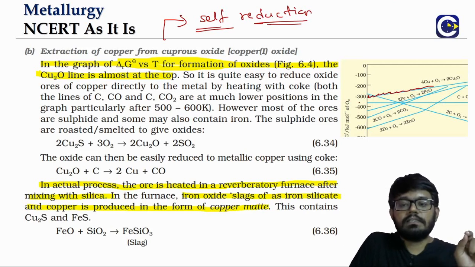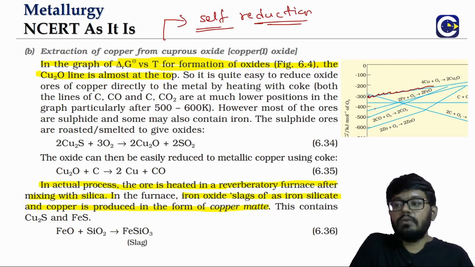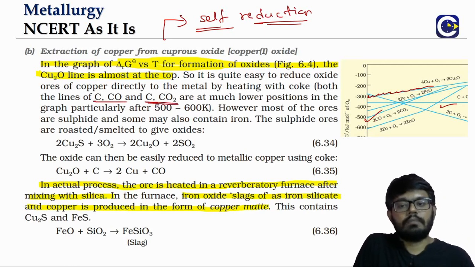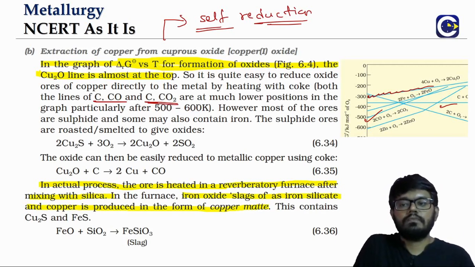So the conclusion is this can be reduced by either of the reducing agents. Which means you can reduce the copper oxide very easily by using CO as a reducing agent. We can use coke as a reducing agent in both ways: coke leading to carbon monoxide as well as coke leading to carbon dioxide. All these curves are much below the copper curve. So it is quite easy to reduce the oxides of copper directly by heating with coke.